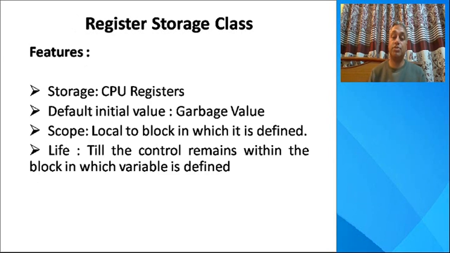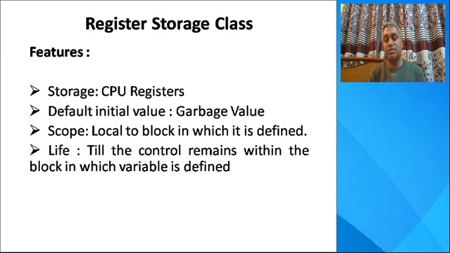Next one is register storage class. Whenever we declare a variable as a register variable, then the features of this variable will be: number one, storage. Where does the variable get stored? It gets stored in the CPU registers. Look at the difference between the auto and register storage classes. In auto, the variables get stored in the memory, and in register storage class, the variable gets stored in the CPU registers.